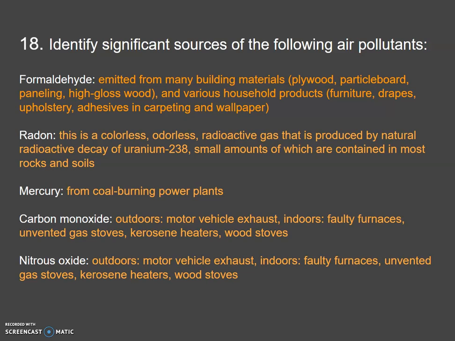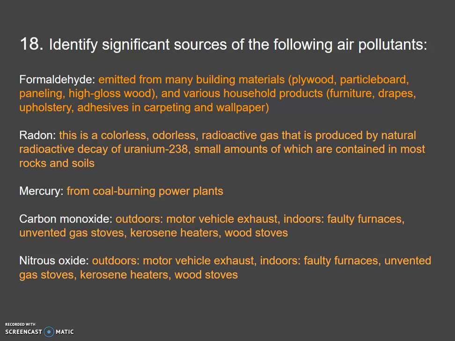Worksheet 6, Part 2. Identify the significant sources of the following air pollutants. Formaldehyde is emitted from building materials, things like plywood, particle board, paneling, high gloss wood, and household products. That's that new furniture smell, new drape smell, new upholstery, adhesives and carpeting, and wallpaper.